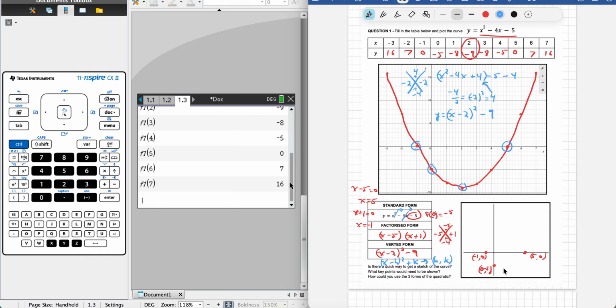I can come over here and I can roughly sketch 2, negative 9, and there we go. We've gotten the important points there. So we got a quick sketch of our curve versus the more detailed graph, okay? And we are using multiple forms of our quadratic in order to get these important points figured out.